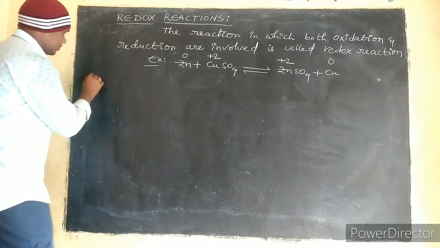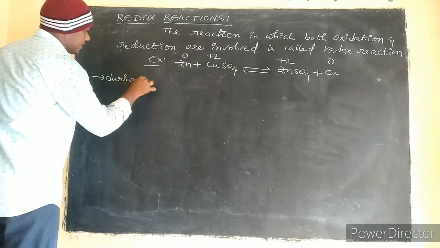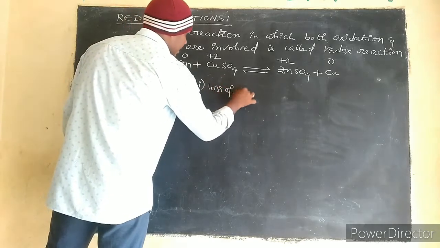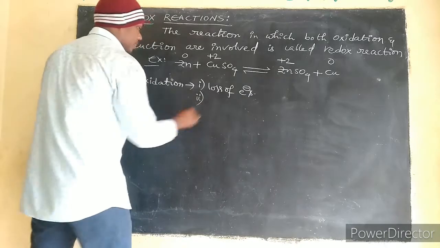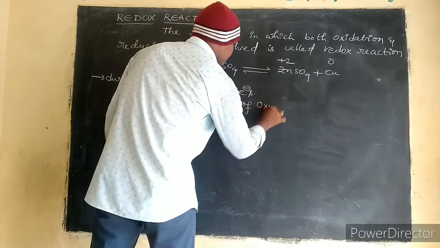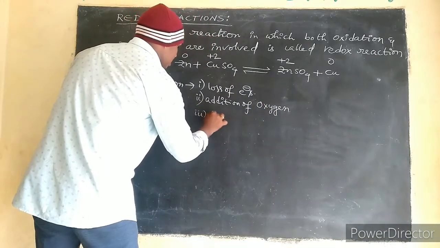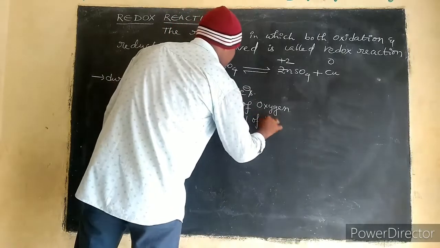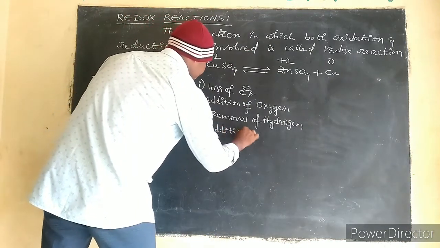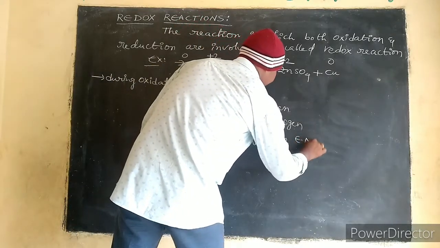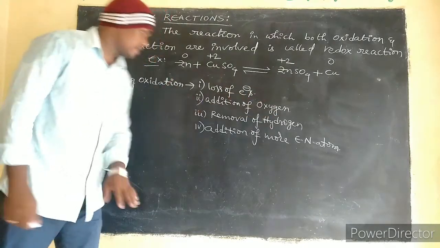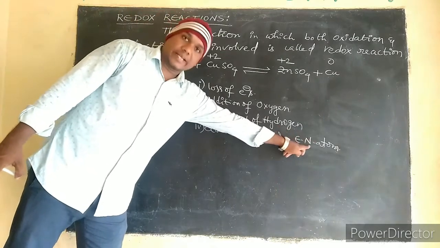During oxidation, there are conditions. The first condition, loss of electrons; second, addition of oxygen; third, removal of hydrogen; and the fourth one, addition of a more electronegative atom.